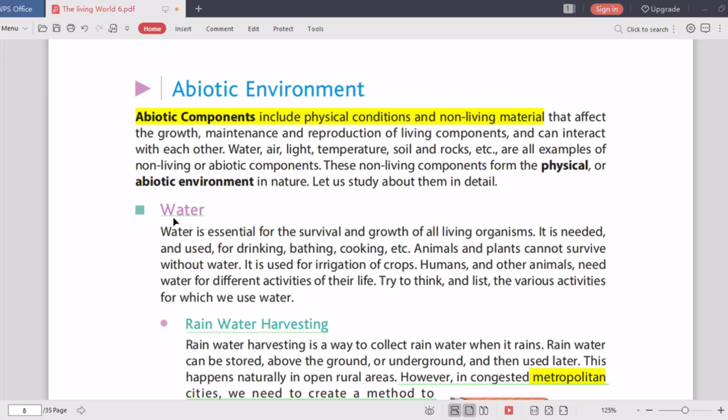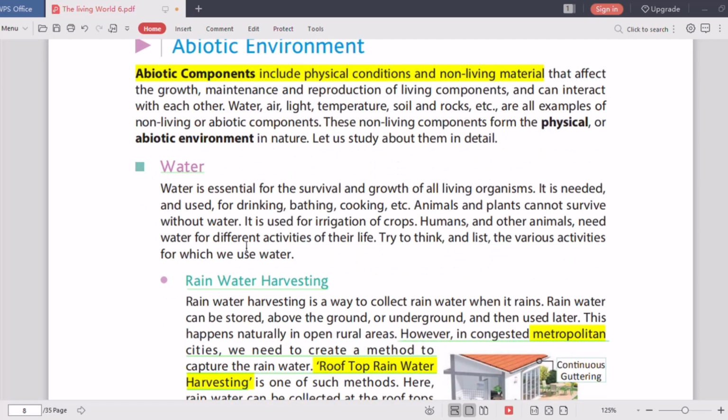Water. Water is essential for the survival and growth of all living organisms. It is needed and used for drinking, bathing, cooking, etc. Animals and plants cannot survive without water. It is used for irrigation of crops. Humans and other animals need water for different activities of their life. Try to think and list the various activities for which we use water.